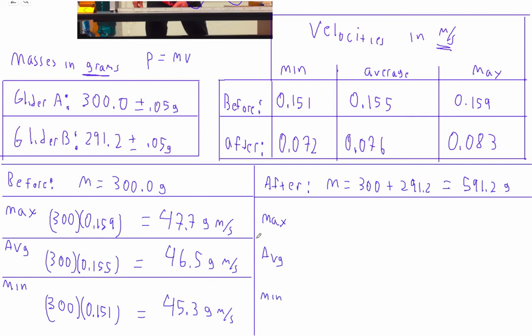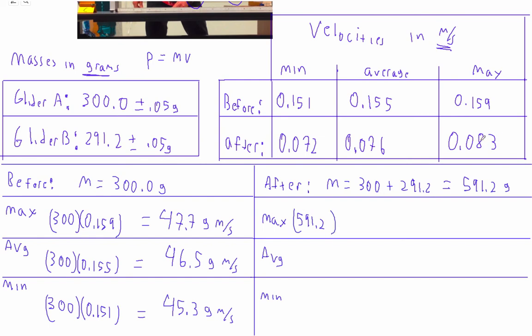I'm going to do the same thing here. Draw a little table there. It helps me too if you organize your calculations like this rather than scrawling them all over the page. So for the maximum, we're going to go 591.2 times the maximum velocity afterward, which was 0.083. Let's figure that out. 591.2 times 0.083. I'm getting 49. Whoa, a little more momentum. So our maximum is pretty high, 49.1 gram meters per second.